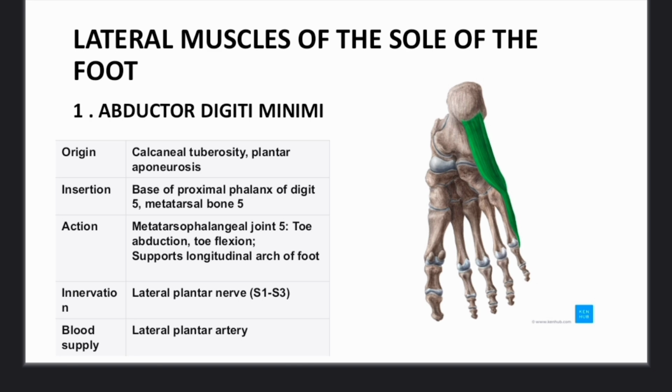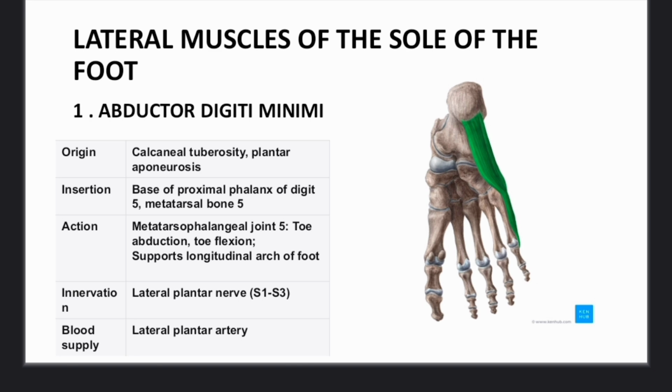So now let's discuss each muscle one by one in detail. First muscle is abductor digiti minimi. The abductor digiti minimi is one of the lateral muscles of the sole of the foot. Its origin is the calcaneal tuberosity and the plantar aponeurosis. Insertion: it inserts into the lateral side of the base of the proximal phalanx of the fifth toe. Action: it abducts the fifth toe at the MTP joint and flexes the fifth toe at the MTP joint, and it also helps support the longitudinal arch of the foot.